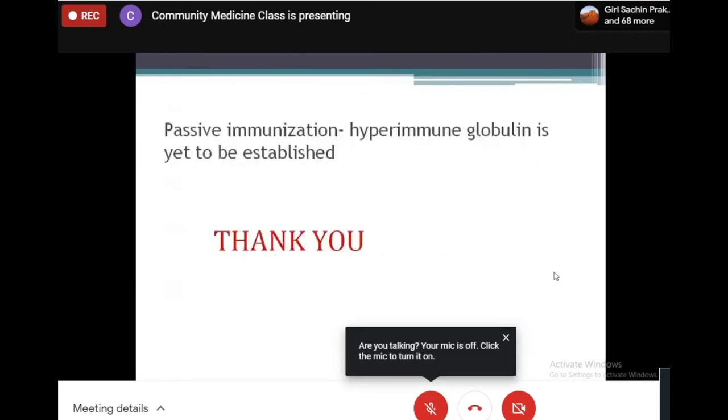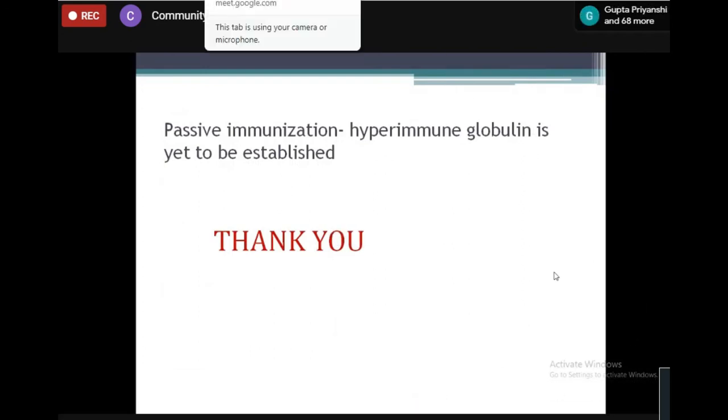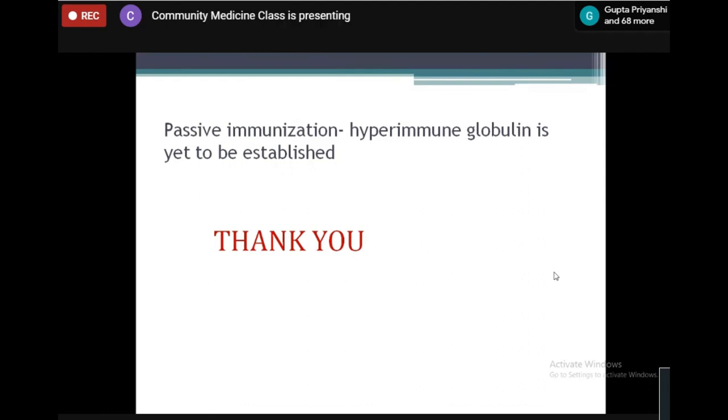Okay, so passive immunization, hyperimmunoglobulin, is there against pertussis, but its effectiveness is not that well established. It's not proven though, so we don't give it.